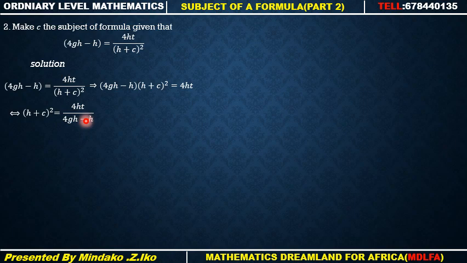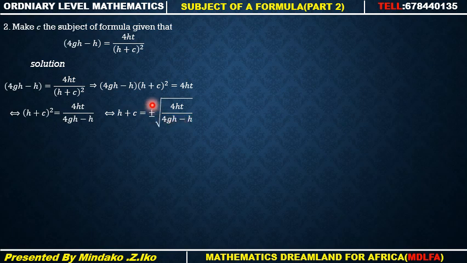Now, notice something here. We can actually factor out h here so that the h can cancel this other h at the numerator. But we are making c the subject, not h, so we are not actually interested in factorizing h. That depends on you. You can factorize the h and cancel it out. Notice that we have a square here, so we are going to take the square root on both sides. If that happens, we are going to have h plus c being equal to plus or minus the square root of 4ht divided by 4gh minus h.